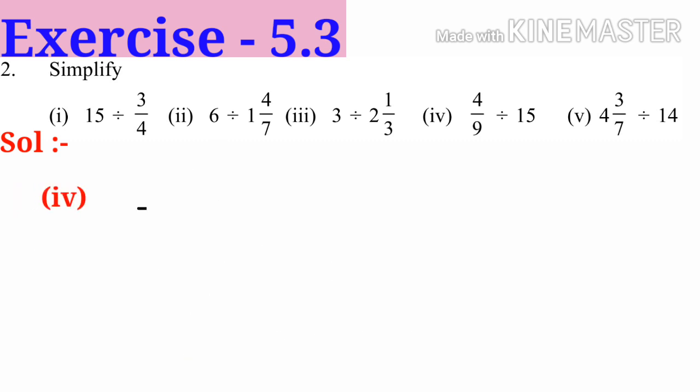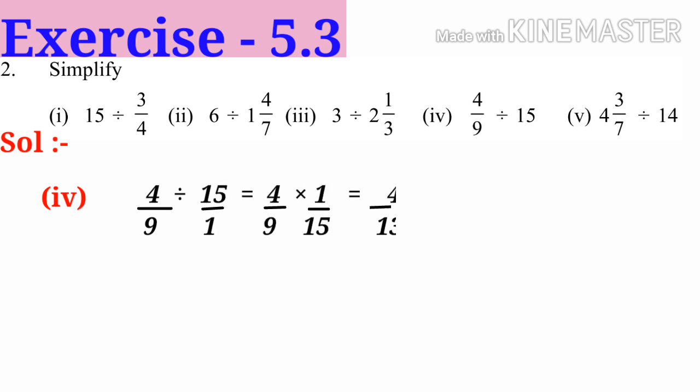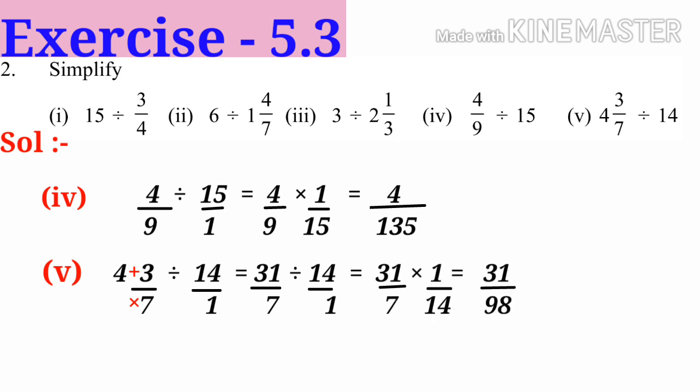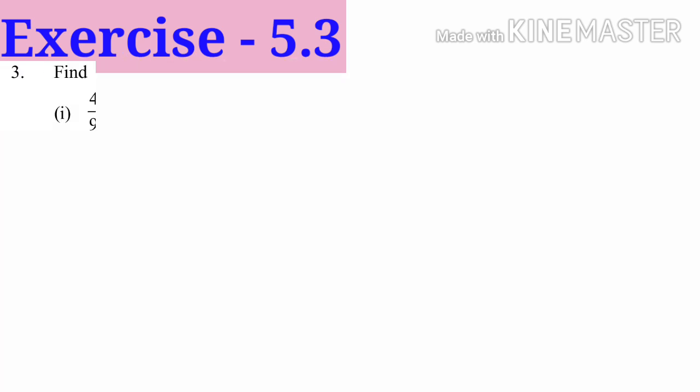Next fourth problem. 4 by 9 divided by 15 by 1, that is 4 by 9 into 1 by 15, that is 4 into 1 is 4, 15 nines are 135, because reciprocal of 15 by 1 is 1 by 15. Next fifth problem. 4 3 by 7 divided by 14 by 1, that is convert into improper fraction, 7 fours are 28 plus 3, 31 by 7 divided by 14 by 1, that is 31 by 7 into 1 by 14. 31 into 1 is 31, 14 sevens are 98, that's all, 31 by 98.